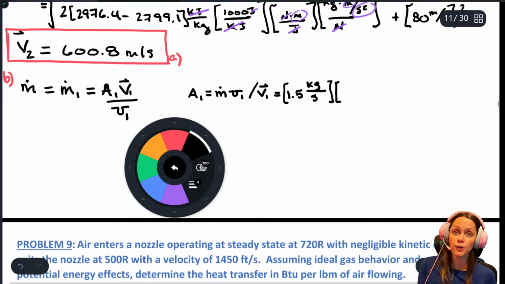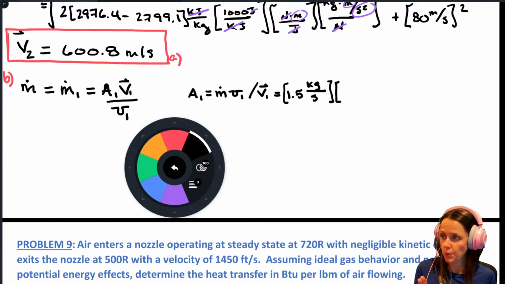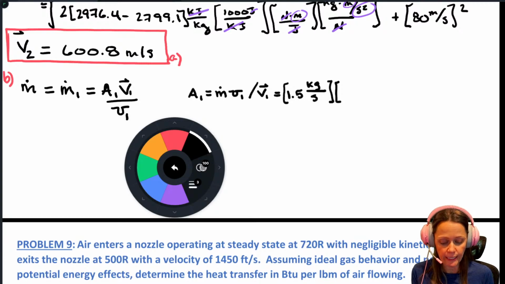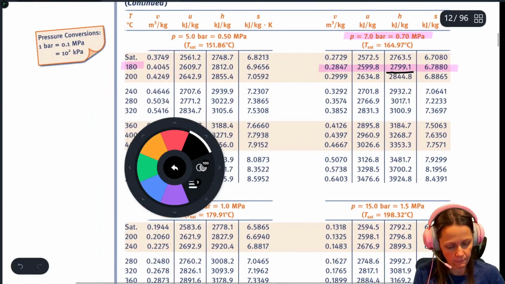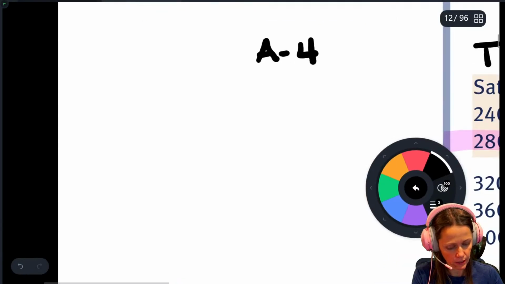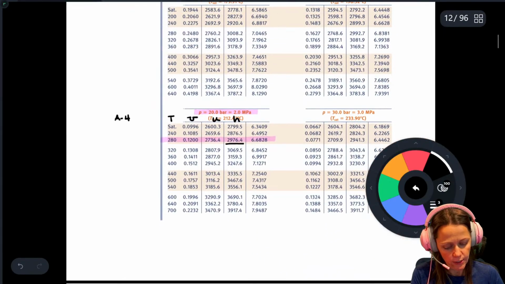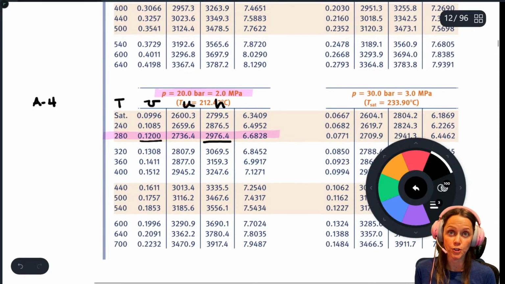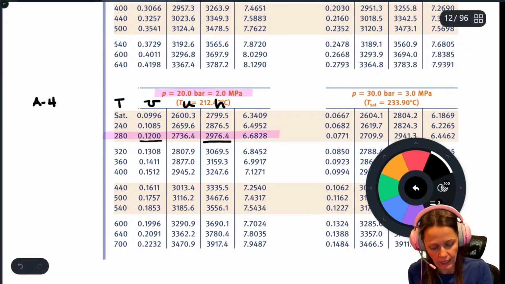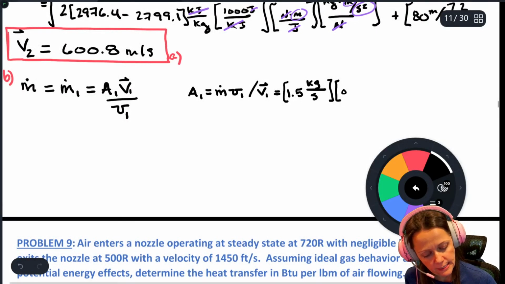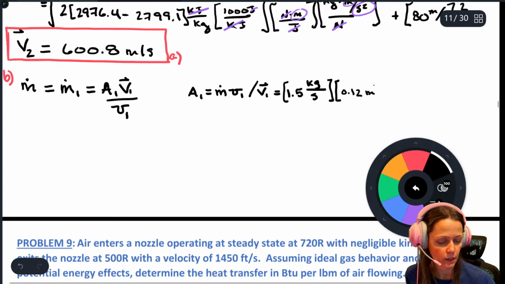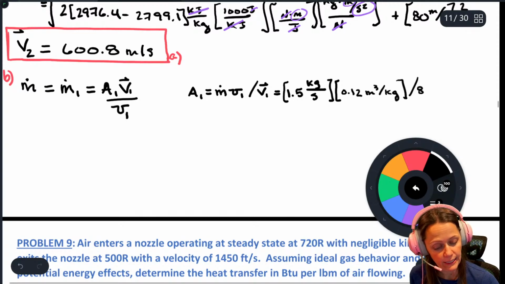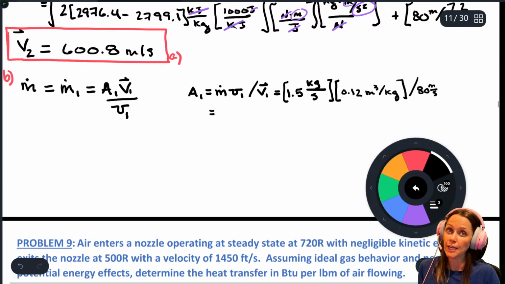And then the specific volume, this is in my superheated tables again, at 20 bar and 280 degrees Celsius. It looks like that's going to be 0.12 meters cubed per kilogram. So I'm going to add over here 0.12 meters cubed per kilogram, divided by 80 meters per second. What that should get me is something in meters squared.